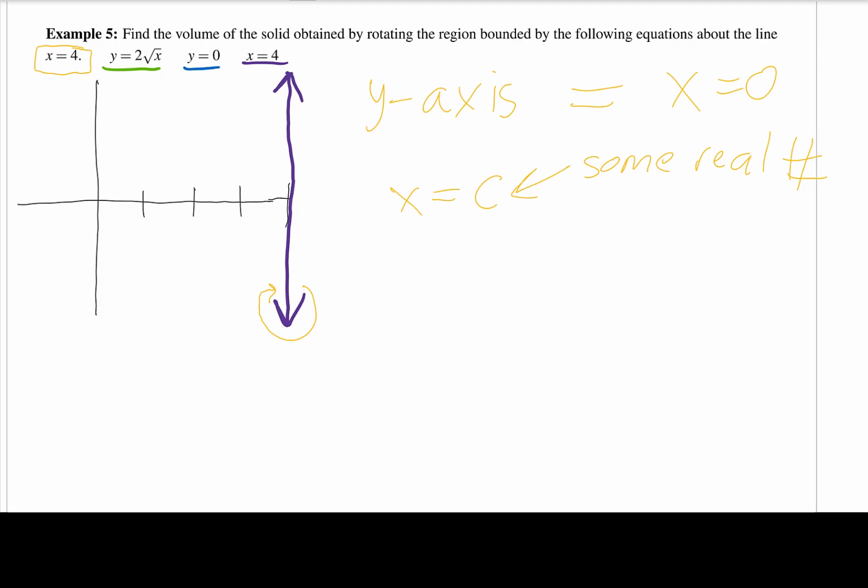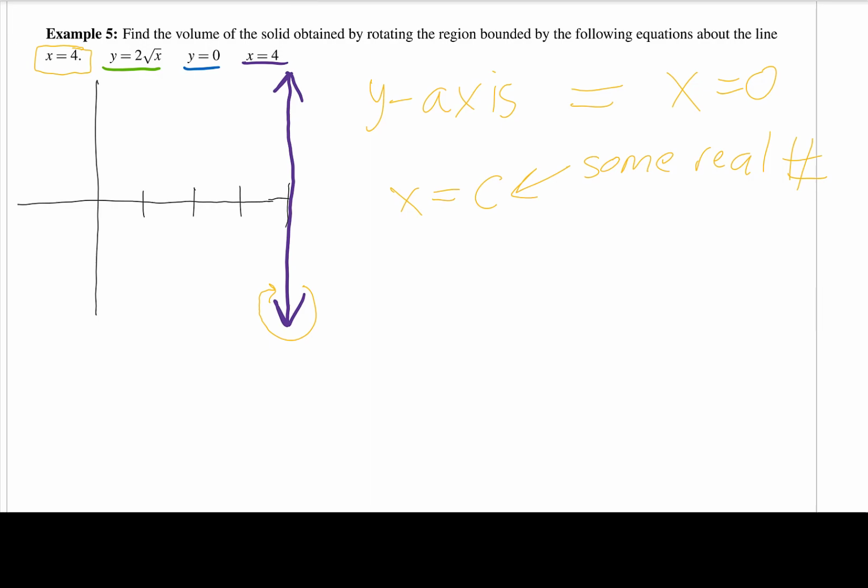whenever you have something like that, you're going to have a dy integral, if we're using this washer disk method. And that's because our slice is going to be perpendicular to this line. So we're going to need to do right minus left.